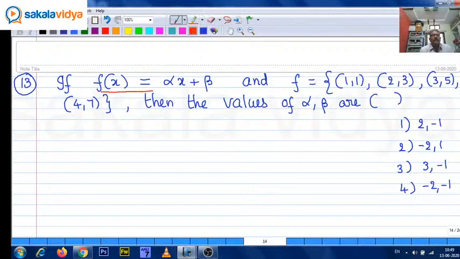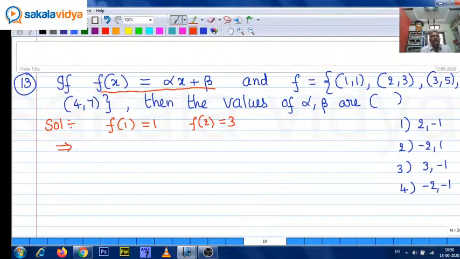See, f of x is equal to alpha x plus beta. F is equal to (1, 1), (2, 3), (3, 5) and (4, 7). Okay. So now, as per the definition of this function, this is just like x comma y, where y is equal to f of x. That means the image of 1 under f is 1. So f of 1 is equal to 1. F of 2 is equal to 3. Substitute these values in this one.